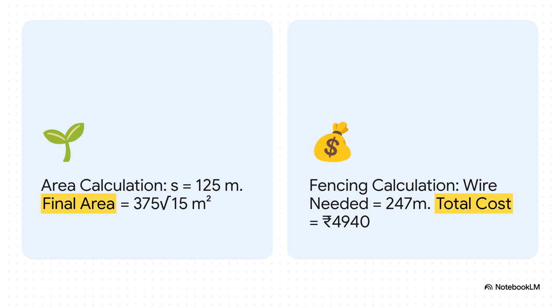But wait, remember the gate. She leaves a 3-meter space for it, so we have to subtract that. So she only needs 247 meters of wire. You multiply that by 20 rupees per meter, and the total cost is 4,940 rupees. See? We just broke a big problem into small, easy pieces.